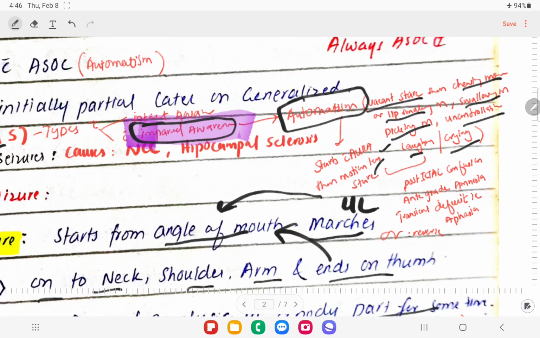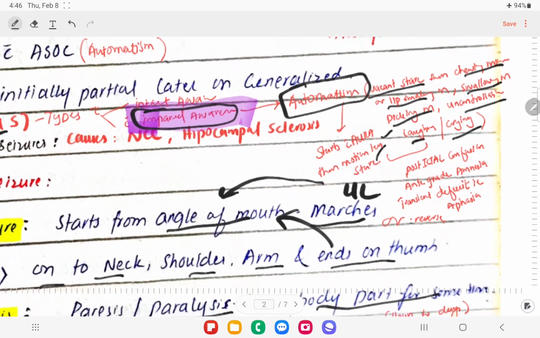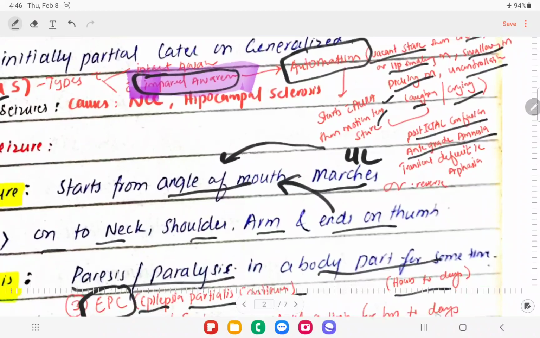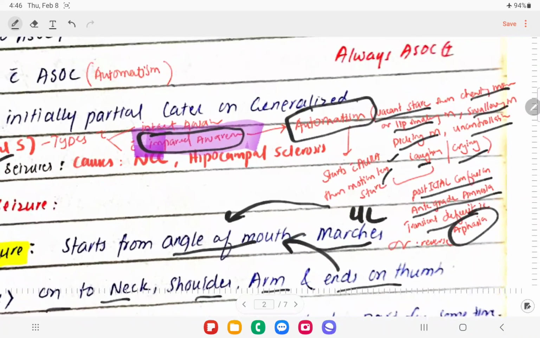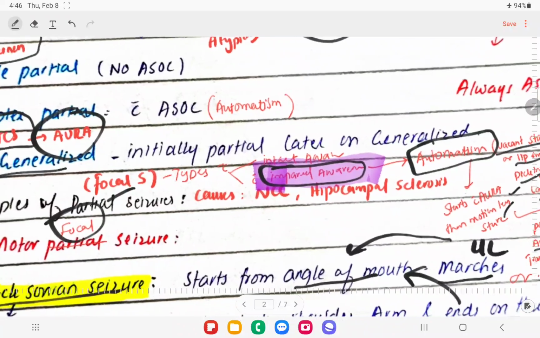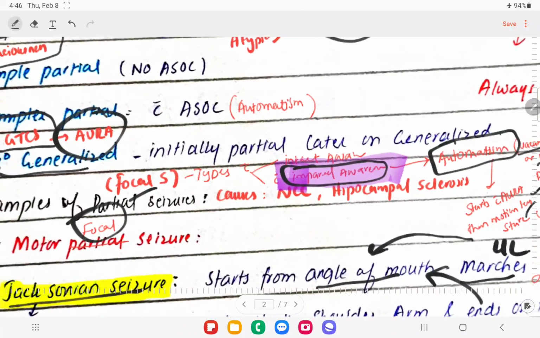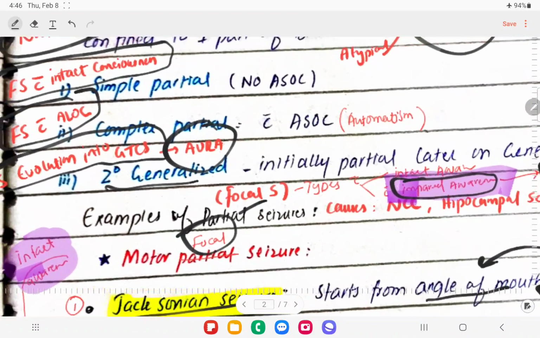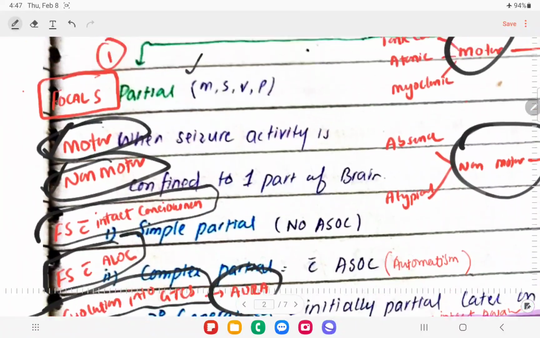Then after that, the patient will be having post-ictal confusion. The patient will be having anterograde amnesia, and can also have a transient deficit like aphasia for some time. So this is called automatism. This is an example of focal seizure with impaired awareness. So that's all about the examples of the focal seizure.